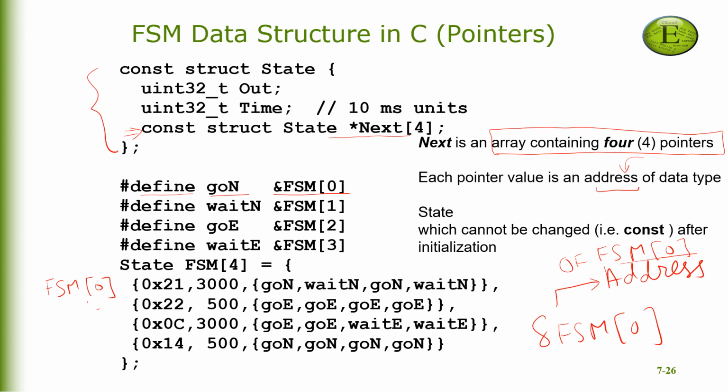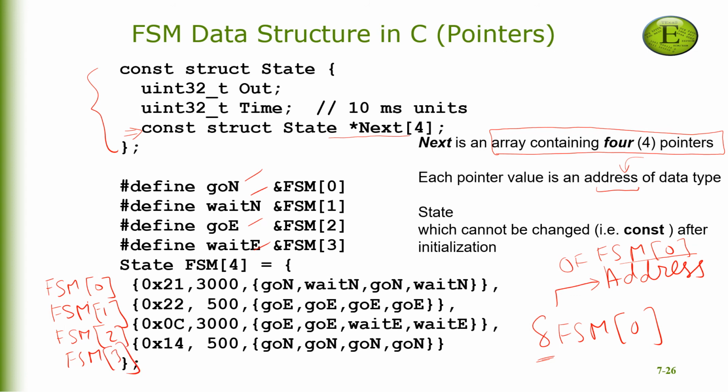It is an address. So because of this operator, all of these states, goN, wait N, go E, wait E, are representing some address, not a number. In the previous case, they were representing numbers 0, 1, 2, 3. It might be worth comparing with the previous slide. The second is wait N state, which is FSM 1. Third is the go E state, which is FSM 2. And the last one is the wait E state, which is FSM 3.